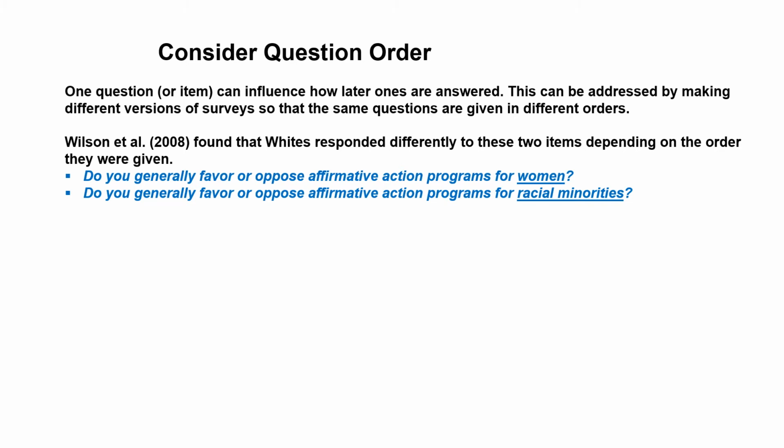If they were given in the one order, let's say asked about women first, then they would be more likely to favor that and not the second one. If they were asked about racial minorities first, they'd be more likely to support that and not the women one. So it is one of those cases where the order matters.